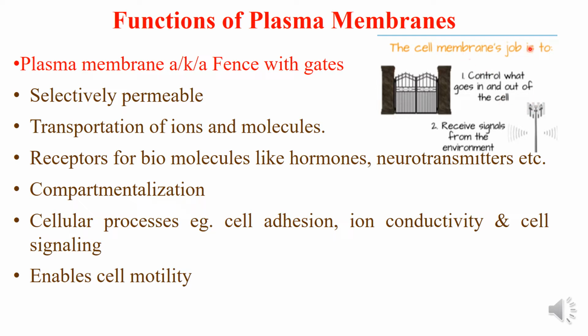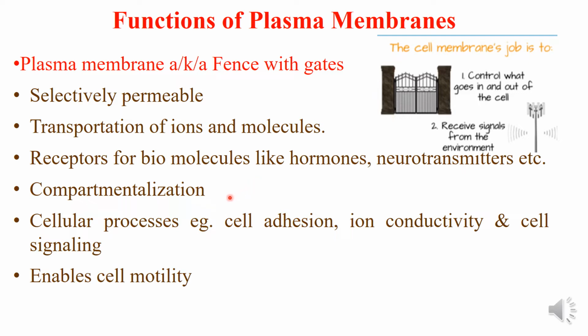The cell membrane's job is to control what is going in and out of the cell, and it also receives signals. So here is a diagram which will make it clear for you. Now the plasma membrane is selectively permeable. It transports ions and molecules. Receptors for biomolecules like hormones, neurotransmitters are also present on plasma membrane.